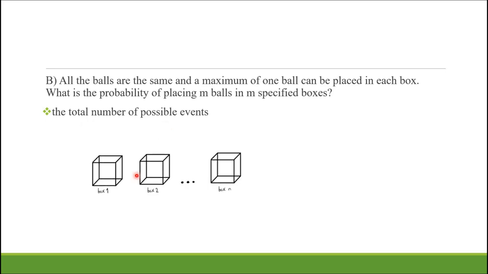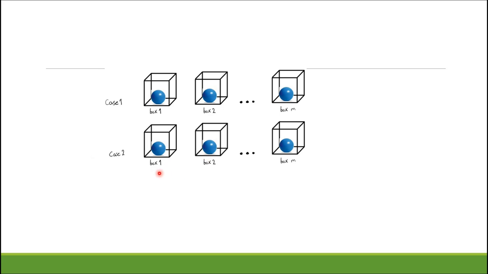There are m balls, and a maximum of one ball can be placed in each box. On the other hand, balls are not different, so we should just choose m boxes from n boxes that can be calculated from this formula. Since the balls are the same, it doesn't matter if a random ball is placed in box number 1 or box number 2, because after all, the outcome is the same and they cannot be considered as different events.